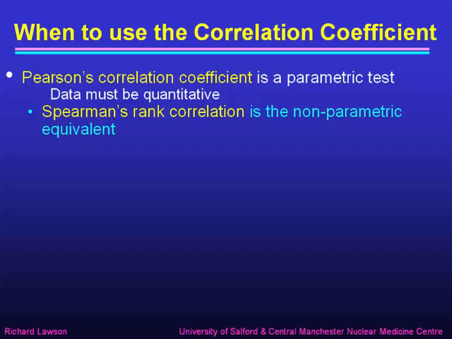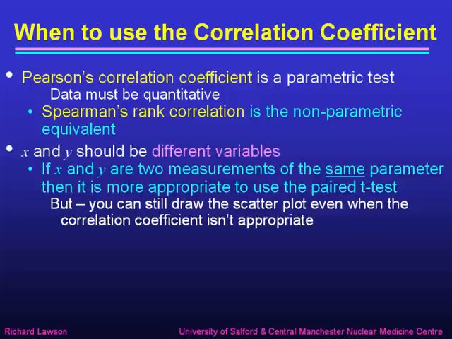You have to be careful when to use the correlation coefficient and when not to. The correlation coefficient that I'm talking about here is Pearson's correlation coefficient, and it's a parametric test, so it needs data to be quantitative and approximately normally distributed to apply a parametric test. If that's not the case, then the alternative is Spearman's rank correlation, which is a non-parametric equivalent of that, and that requires data that can be ranked in order, so it could be quantitative but not normally distributed, for example.